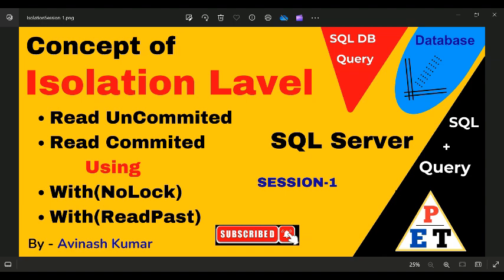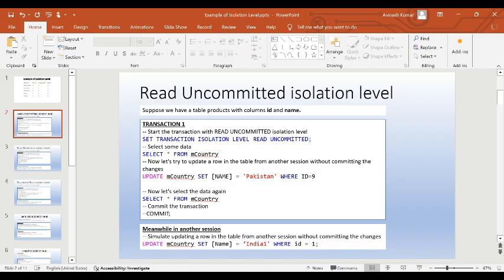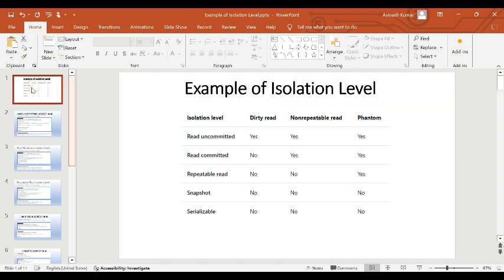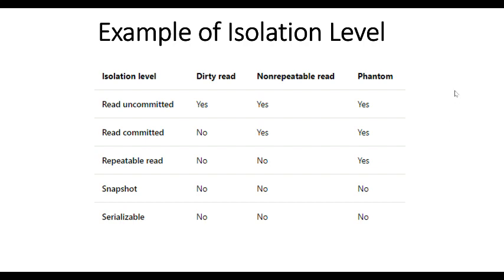So let's start. See here, the example of the isolation level. This is a very high-level chart for the isolation levels: read uncommitted, read committed, repeatable read, snapshot, and serializable. First, let's know what a dirty read, a non-repeatable read, and a phantom read are.